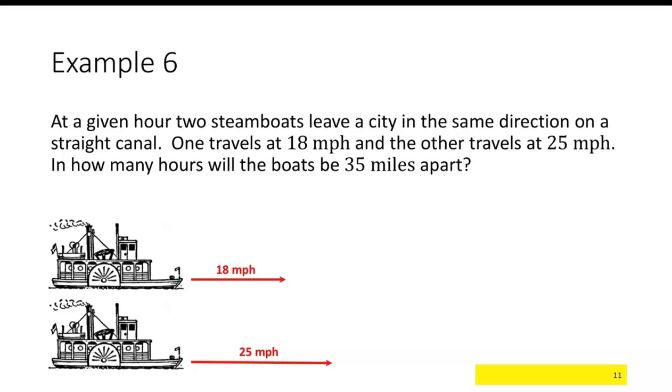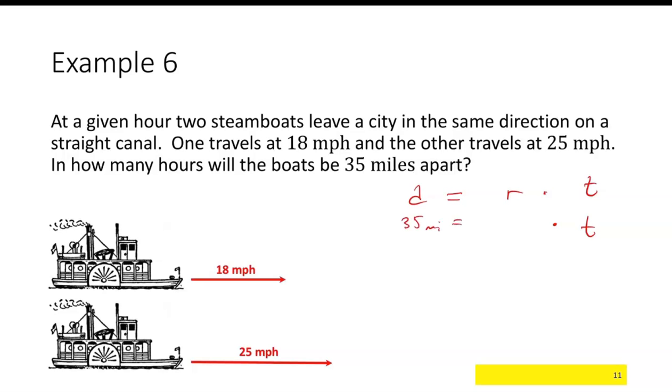All right, and then at a given hour, 2 steamboats leave the city in the same direction on a straight canal. One travels at 18 miles an hour, and the other travels at 25 miles an hour. So in how many hours will the boats be 35 miles apart? So time is what we're trying to solve. We know the distance is 35 miles.